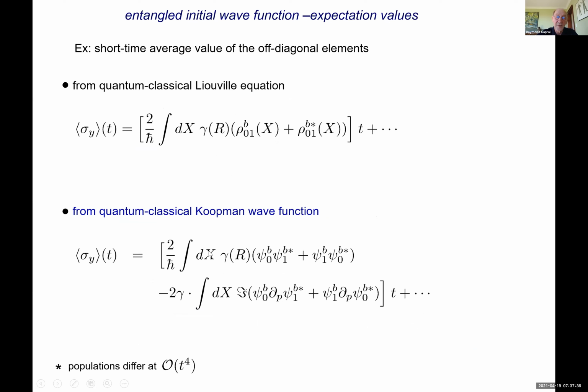But from the quantum classical... 8 minutes. I'm almost finished. From the quantum classical Koopman wave function approach, the first term looks again almost completely analogous to the quantum classical Liouville equation, but now you have a second term that comes from the pieces that I mentioned earlier. So even at order t, you have a difference between these two expressions.